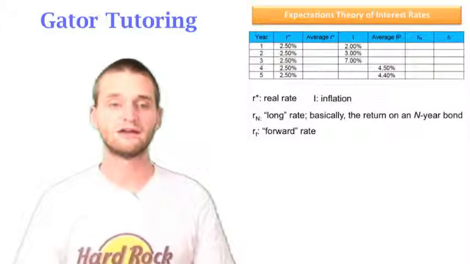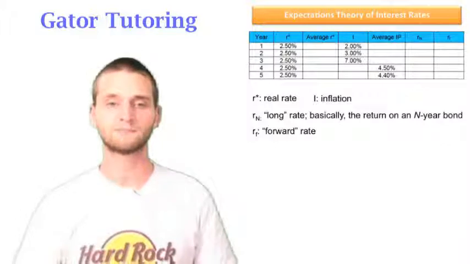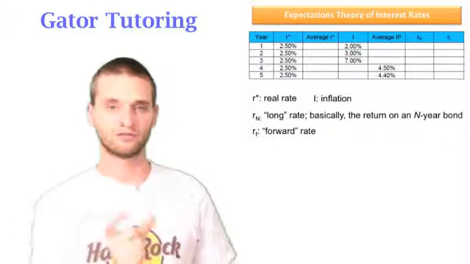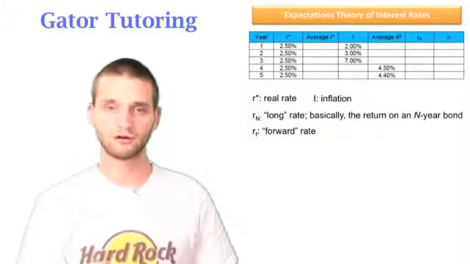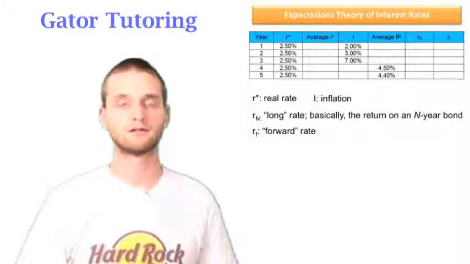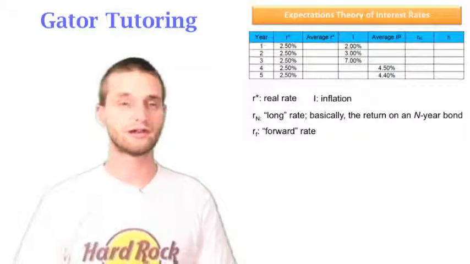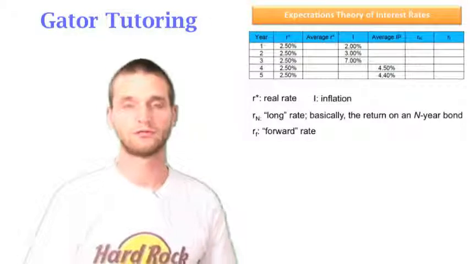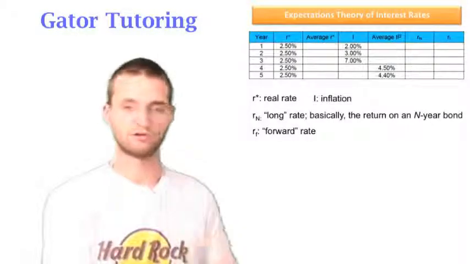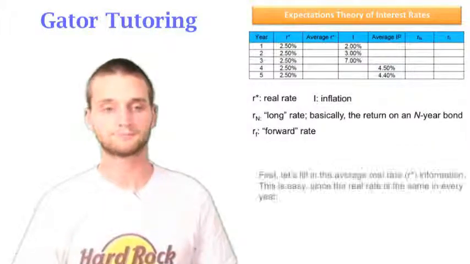Whereas Rf is the forward rate, and here these are 1-year forward rates. And so the forward rate is the single year that starts in some year. So Rf in the first row is going to be the 1-year forward rate that starts in year 1. Whereas Rf in the second row is going to be the 1-year forward rate that starts in year 2. So it's the interest rate between years 2 and year 3. So that's what the forward rate is. It's different than the long rate.